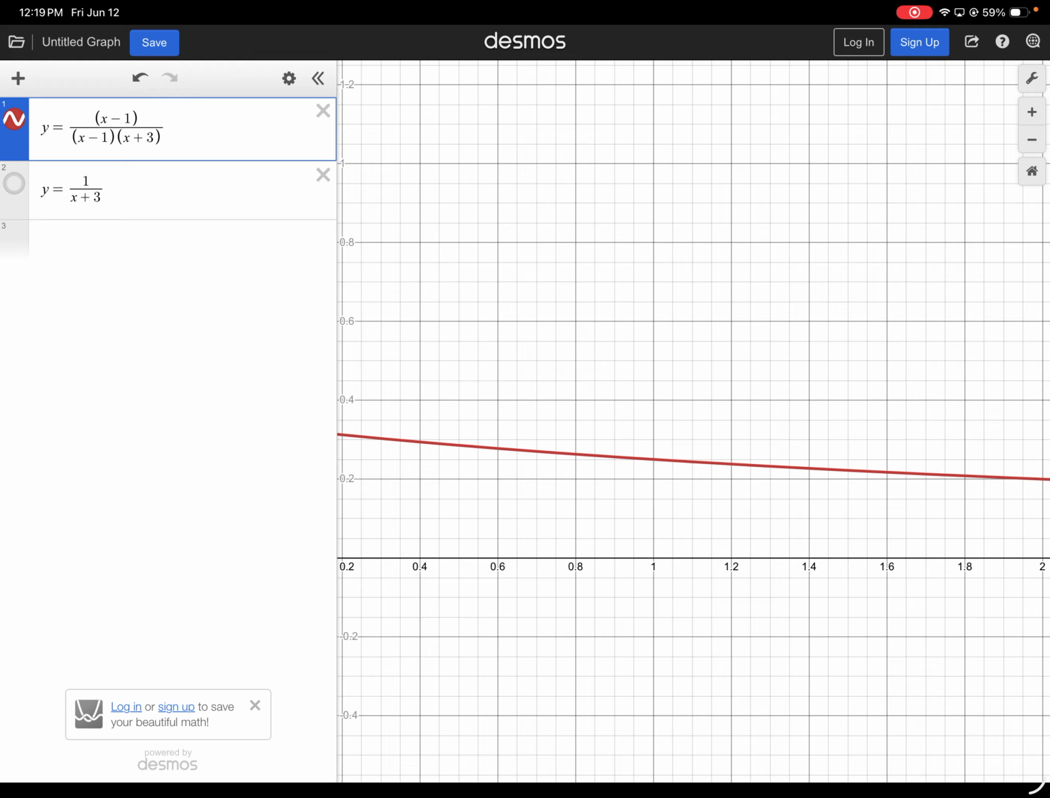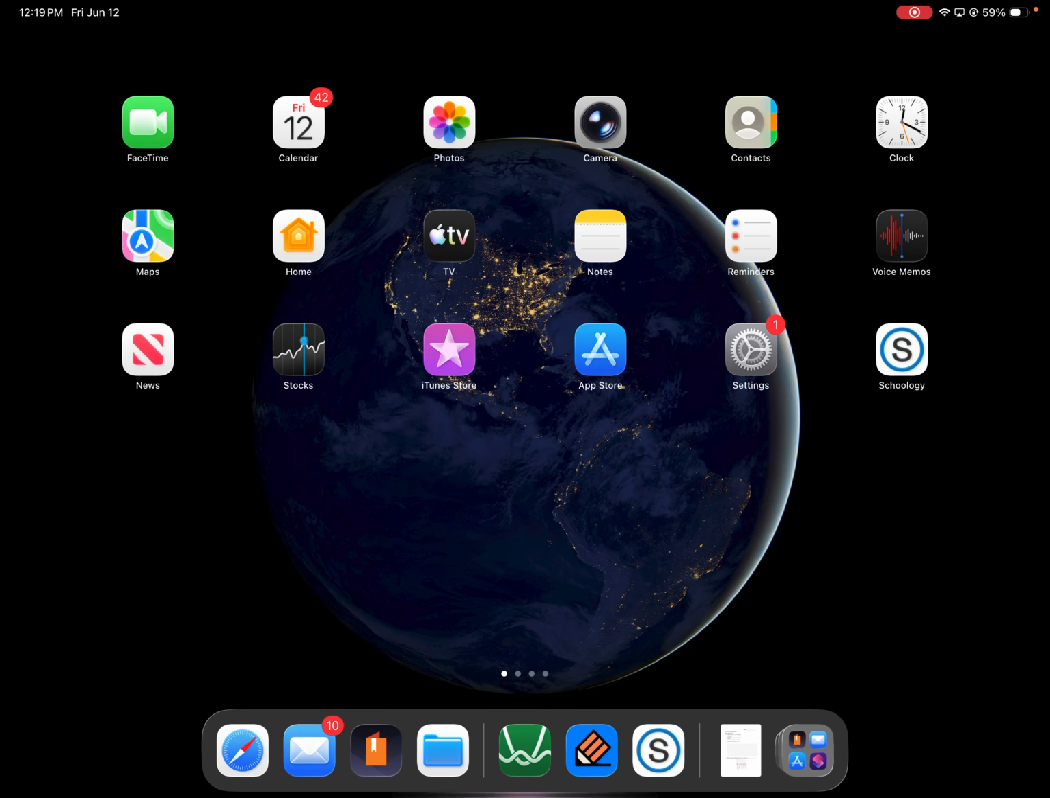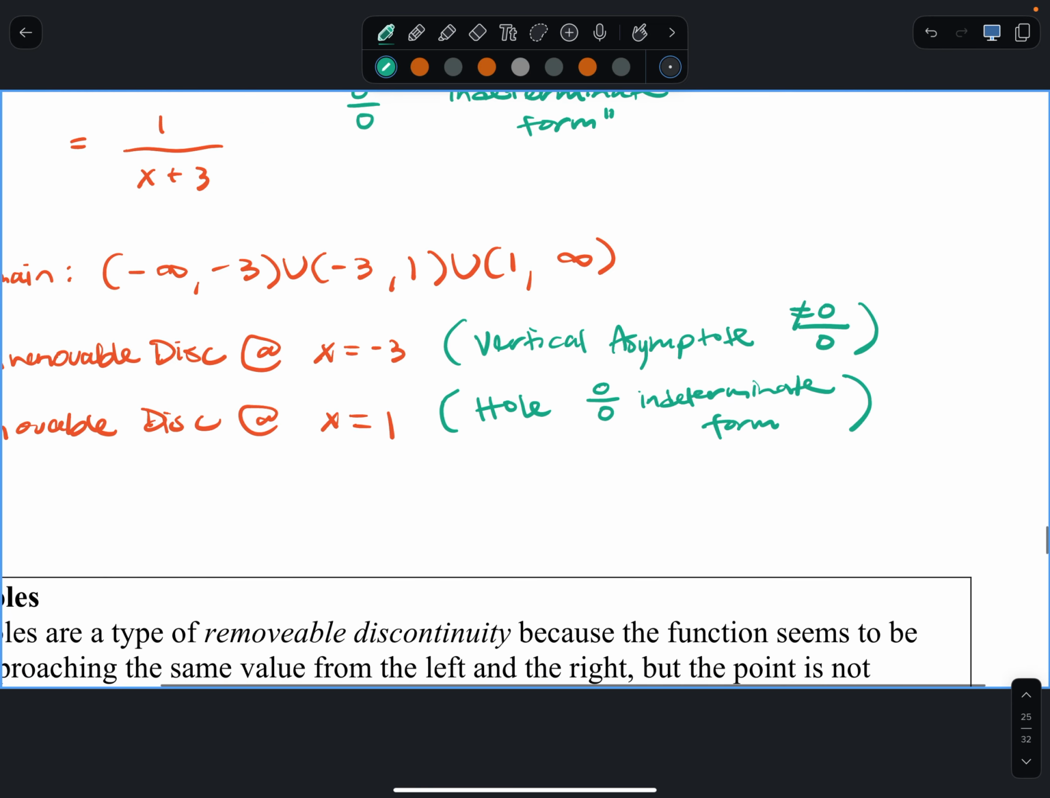Do we see that if we were to plug in 1 here in the simplified version of the equation, wouldn't we get 1/4, which is 0.25? So 1 comma 1/4 is the ordered pair that represents the hole.